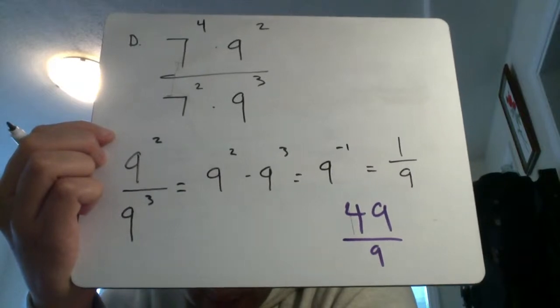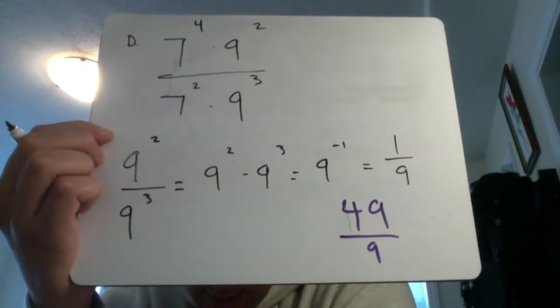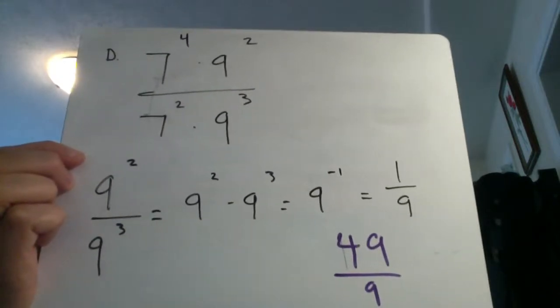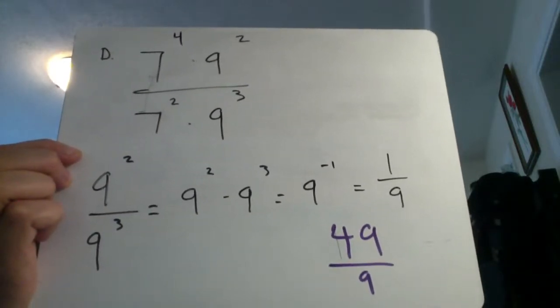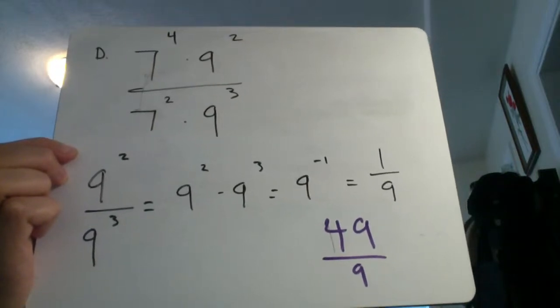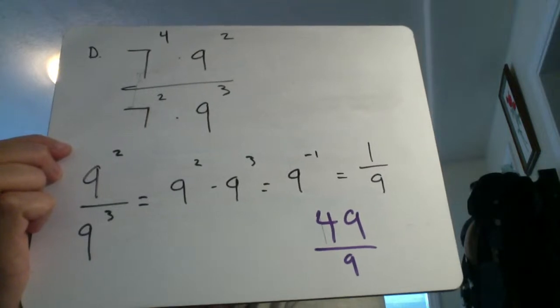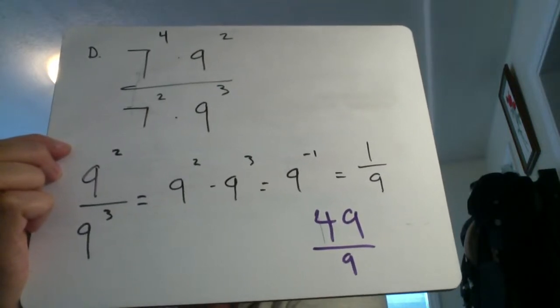Let's take a look at that one more time. So we have 9 to the second power over 9 to the third power, right? What you do is you do 9 to the second, because that's the numerator, minus 9 to the third. 2 minus 3 is negative 1. 9 to the negative 1 is the same thing as 1 over 9.